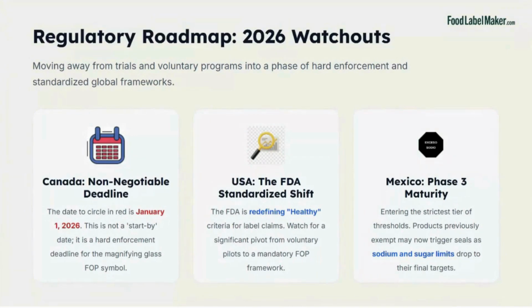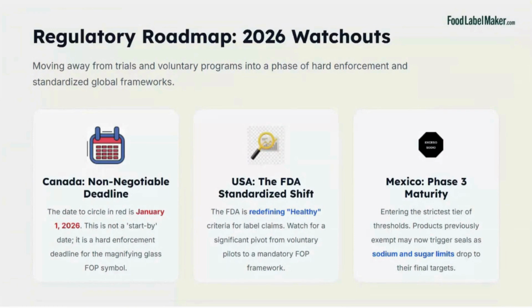Another thing is the FDA's standardized shift. So, turning to the FDA, we are seeing a significant pivot. Most importantly, you have to watch out for the redefinition of healthy. The FDA is updating the criteria for when a brand can actually use the word healthy on a label. And by the way, we did host a webinar on labeling claims for FDA. So if you are interested in knowing more about that, you can visit our webinars page and watch the labeling claims webinar.